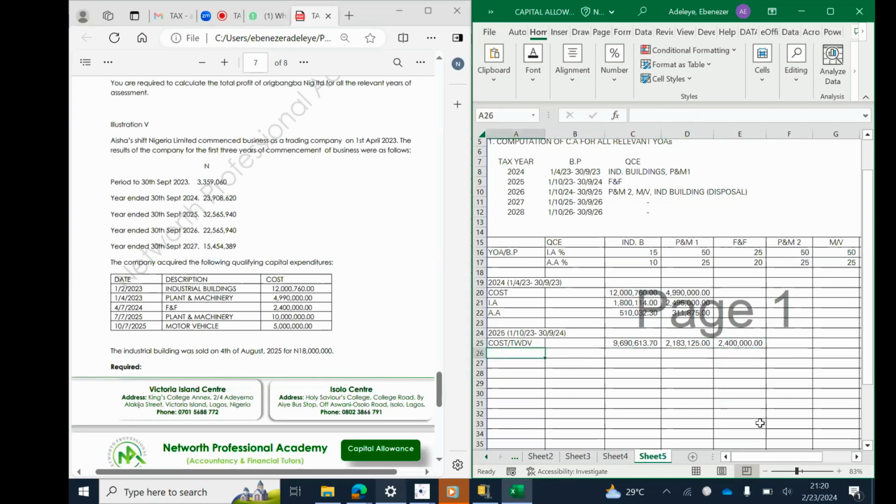So we are going to have initial allowance. Elizabeth, are we going to have initial allowance for industrial building and plant and machinery? Elizabeth, please unmute and answer the question. Are we going to have initial allowance for industrial building and plant and machinery?